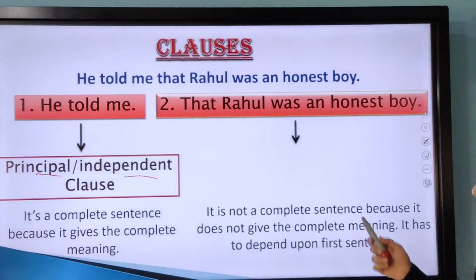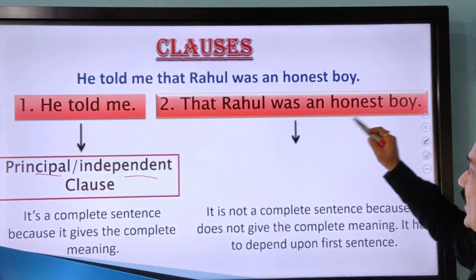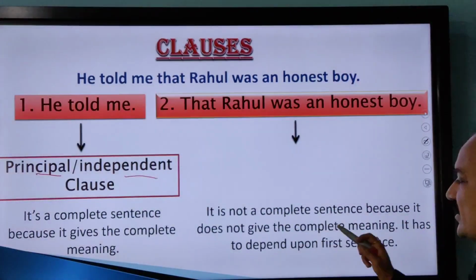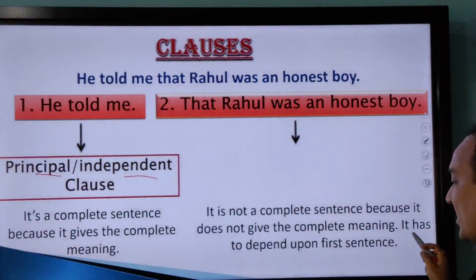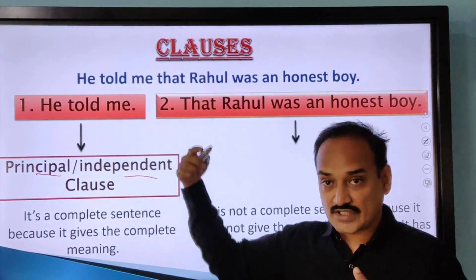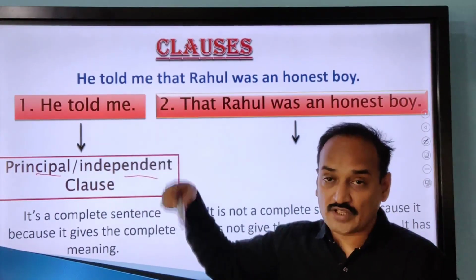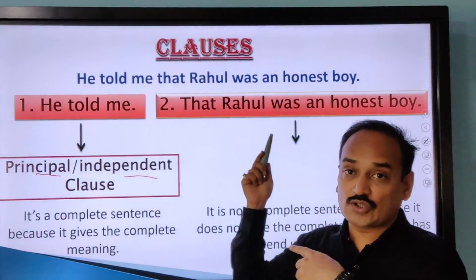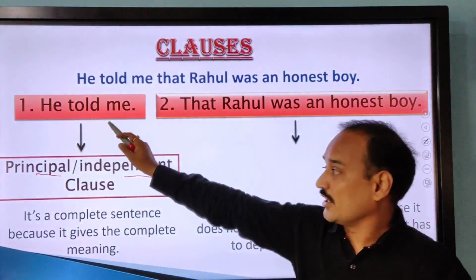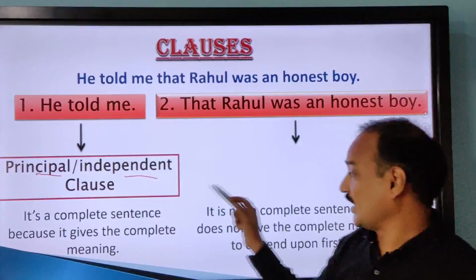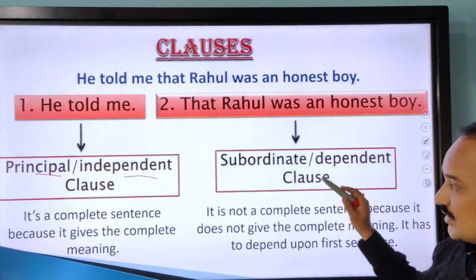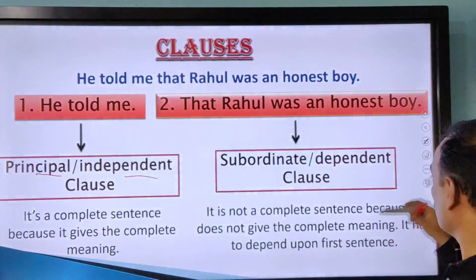Whereas this clause, that Rahul was an honest boy, is not a complete sentence because it does not give the complete meaning. It has to depend on the first sentence. When we say the first sentence, that he told me, then only the meaning of this second clause gets clear. This clause has to depend on the first clause. The first becomes the principal independent clause, and this is called the subordinate or dependent clause.